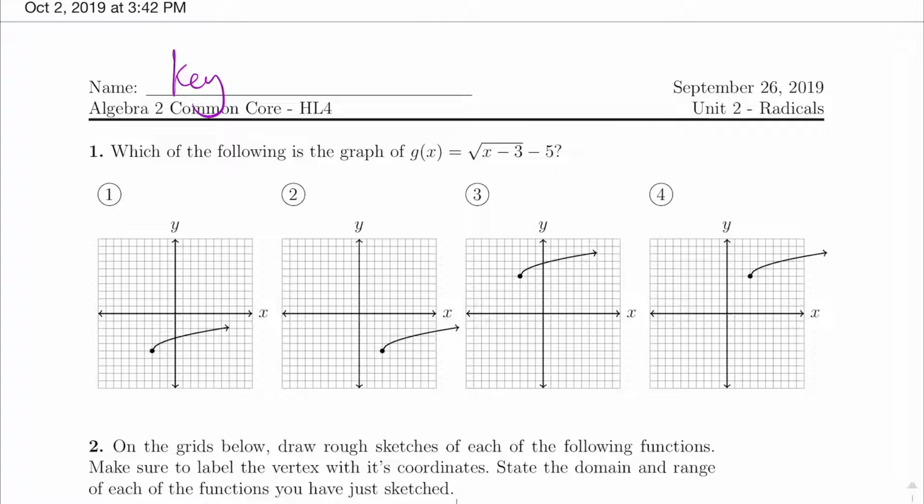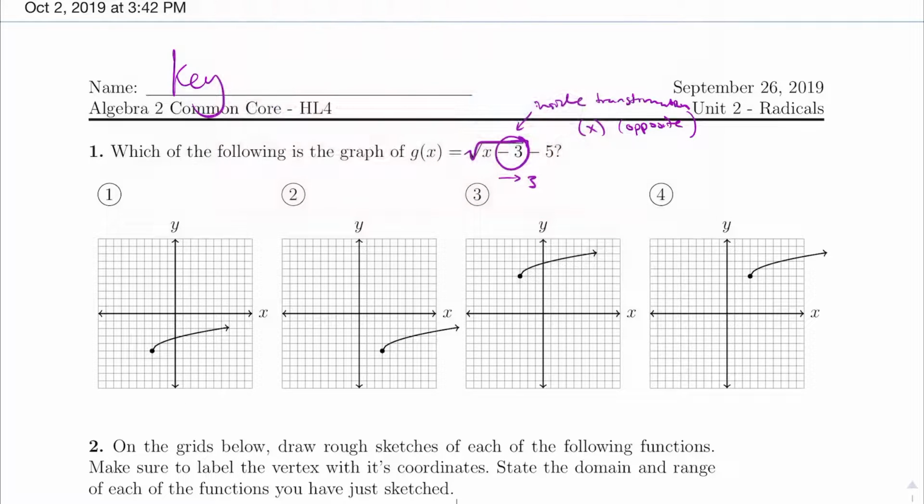Which of the following is the graph of g of x equals the square root of x minus 3, minus 5? To solve this, we have minus 3 as an inside transformation. As you said in class, I think Joe taught you, this means it affects the x variable and goes in the opposite direction of what you expect. The x-axis is left and right, so you would think left 3 because it's negative, but it's the opposite of what you expect, so right 3.